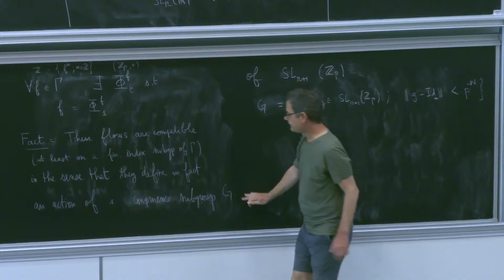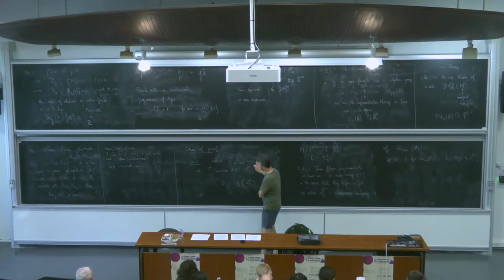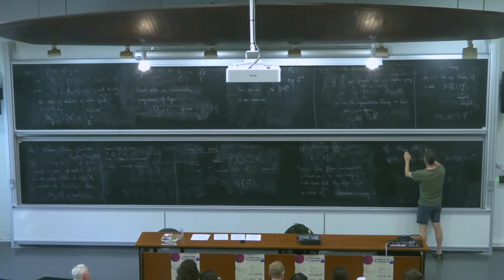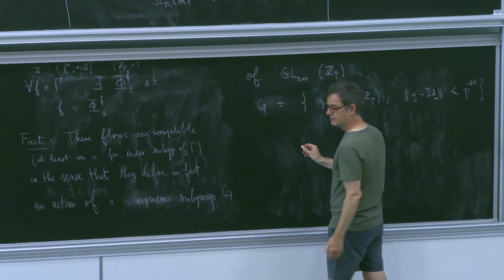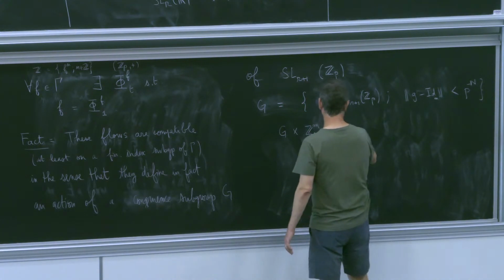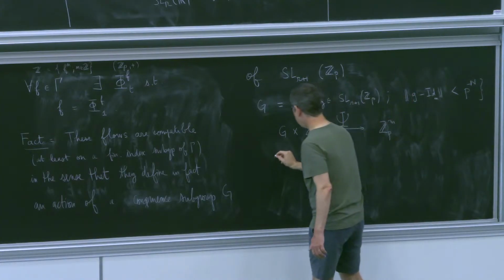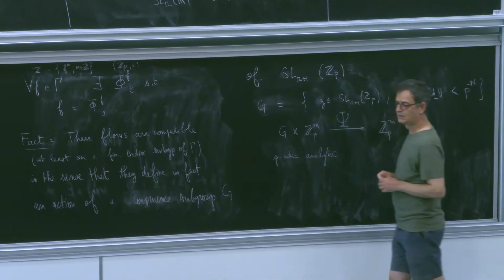Okay, so this is the crucial fact. You started with a discrete group, SL R plus 1 of Z, or a finite index subgroup of it. You end up with an action of this p-adic analytic Lie group, or in fact an open subgroup in it, on Zp to the M by diffeomorphisms. So you get something like that, G times Zp to the M, and an action onto Zp to the M, which is p-adic analytic.